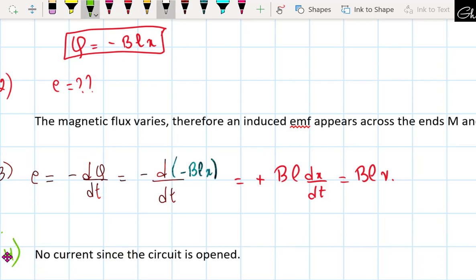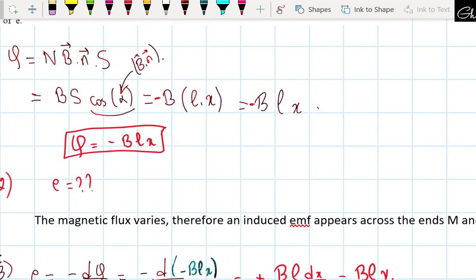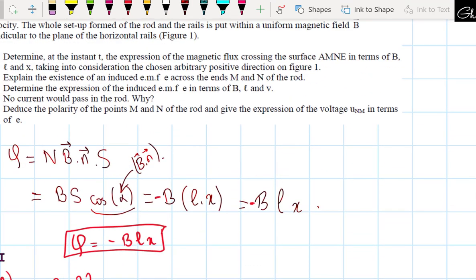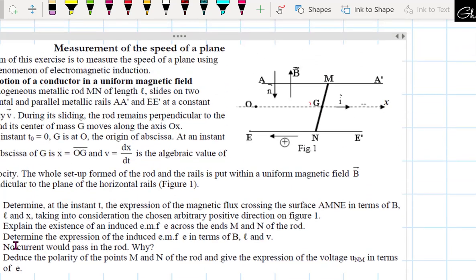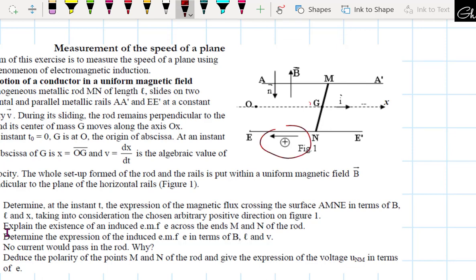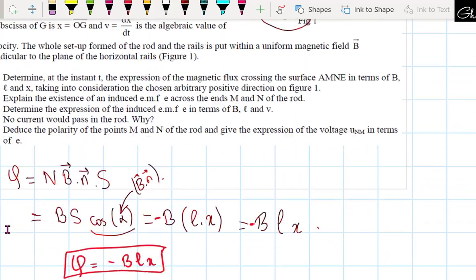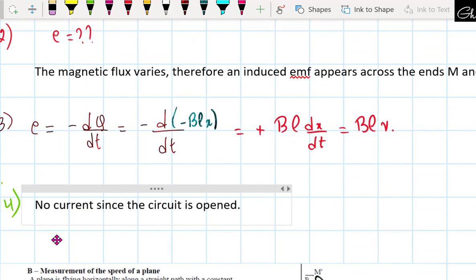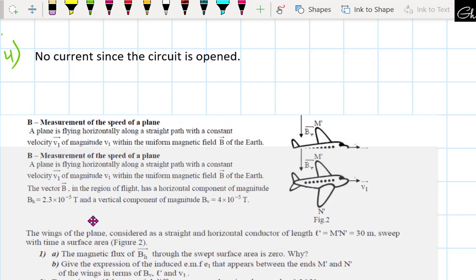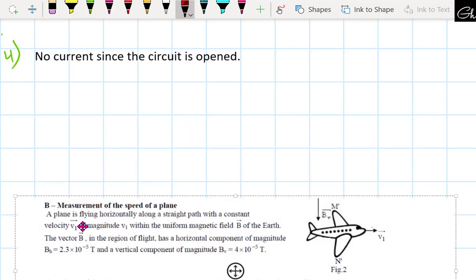Step 4. Finally, the last part, in this section 5: deduce the polarity of the points M and N of the rod and give the expression of the voltage UMN in terms of E. Let's take a look here. We must find UMN. We usually take the same positive direction. As you can see here, this is the positive direction, so we must start from UMN. Let me just write first of all the formula. So this is part 5.